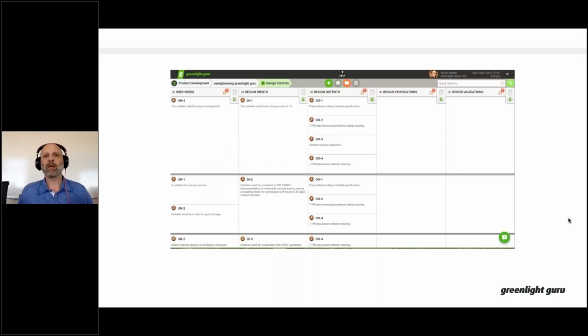Key thing, again, I'm going to keep coming back to traceability, because you need to define and understand how your specific outputs, how the ingredients of the recipe of your medical device, tie to the specific design inputs.